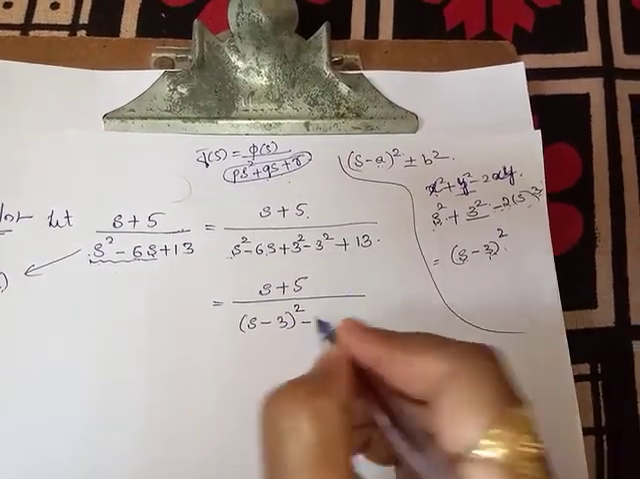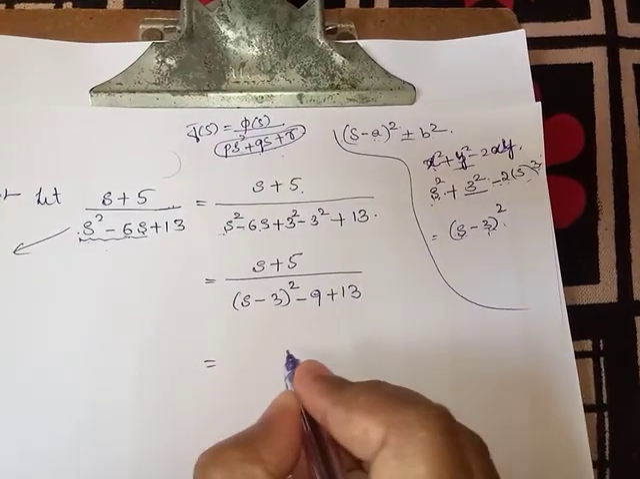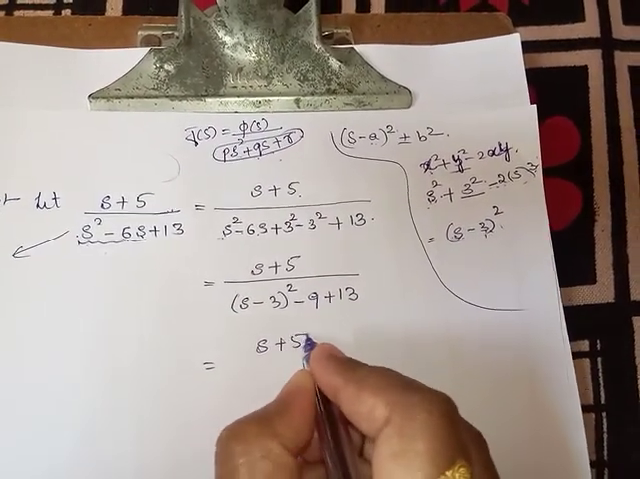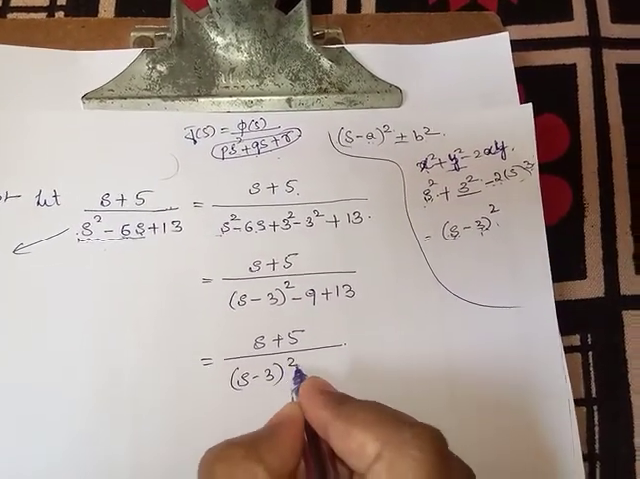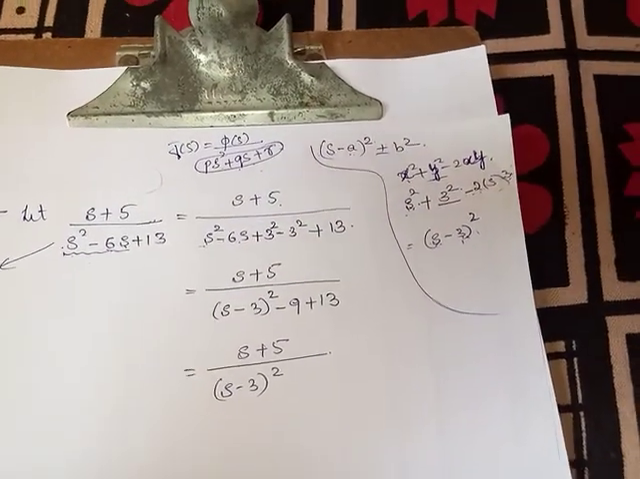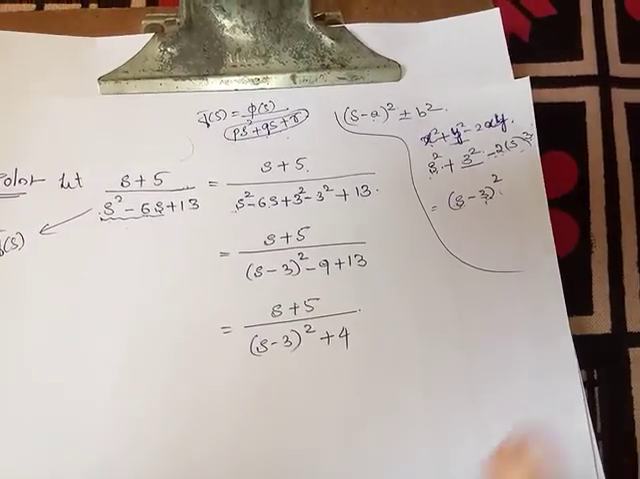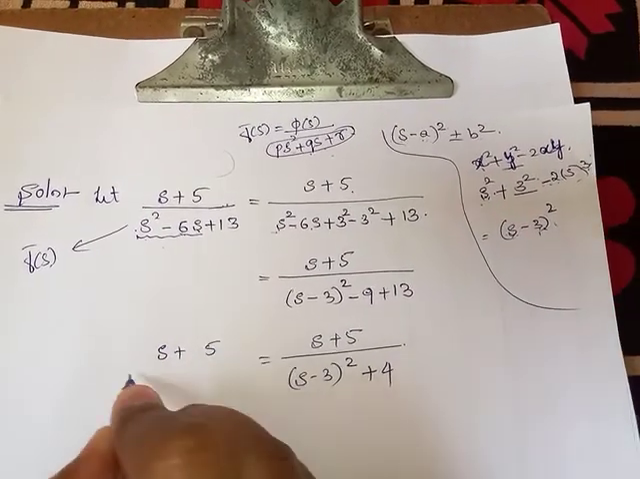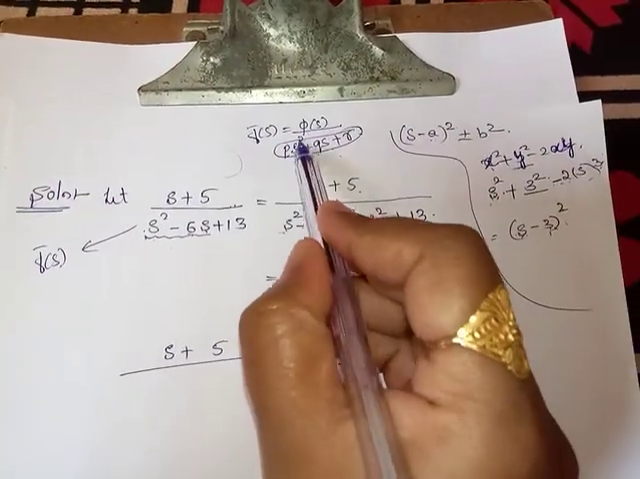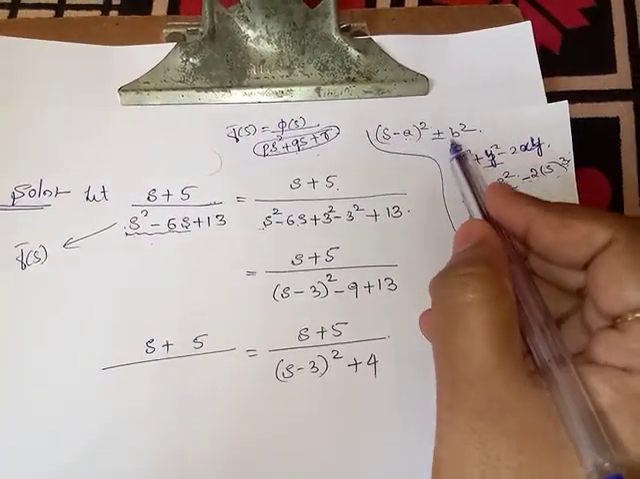Remaining is minus 3 square means it is minus 9 plus 13, which gives s plus 5 divided by s minus 3 whole square plus 4. Minus 9 plus 13 is plus 4. Now our first step is over, means first work is over. That is, we are expressing this ps square plus qs plus r as s minus a whole square plus or minus b square.